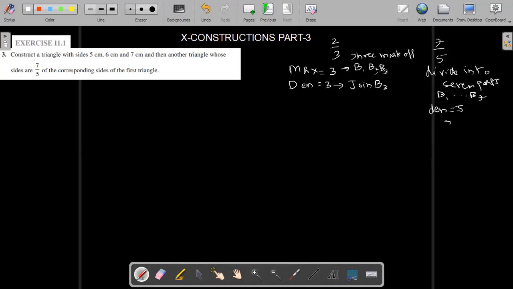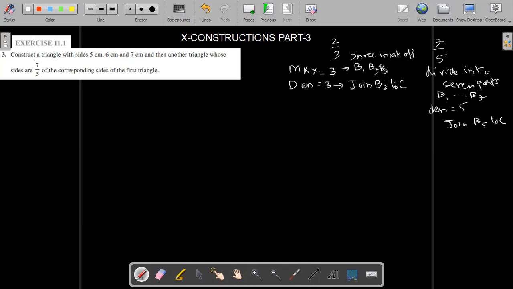So join B3 to C. Join B5. Here it is 5. So join B5 to C. The denominator is 5, so B5. Join B5 to C. That only you have to remember. Okay.